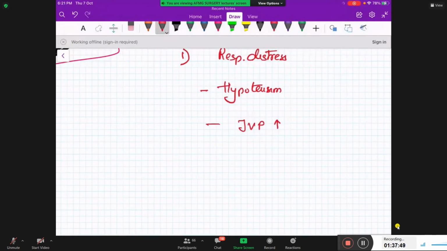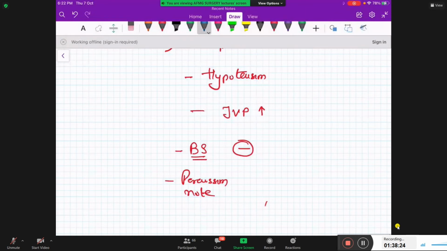Now, can you tell me what will be the status of the breath sounds? When you put a stethoscope here, the air is there in the pleural space, the lung is compressed completely. So what will happen to the breath sounds? Absent. Why would it be decreased? It will be absent. What will be the status of the percussion note? Box sound. What is that box sound?